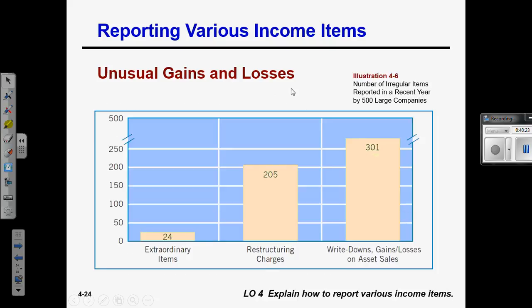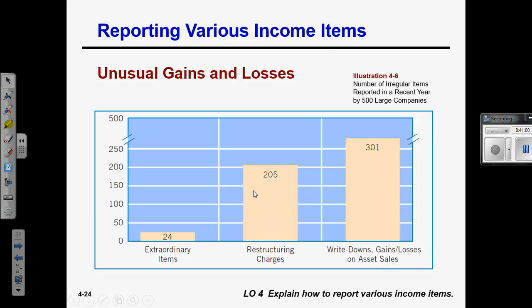Okay, now this is really interesting. This is the number of irregular items reported by 500 big companies in a recent year, whatever year it was. Anyway, 24 extraordinary items, 205 restructuring, good grief. Write-downs, gains, losses, sales of assets, 301. I have no problem whatsoever with the write-downs. The extraordinary items are pretty infrequent in 500, and that's the way it's intended, okay? Very infrequent, because they have to be both unusual and infrequent and material. So how many fit that? Not very many, right? 24 out of 500.